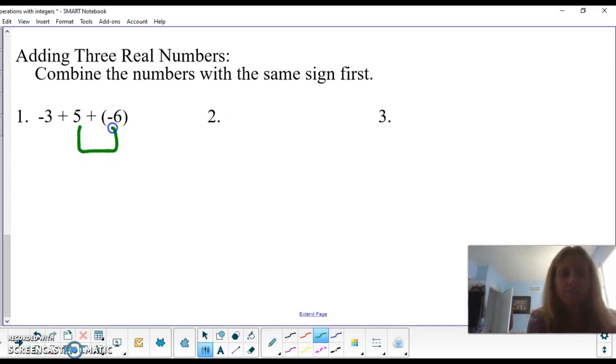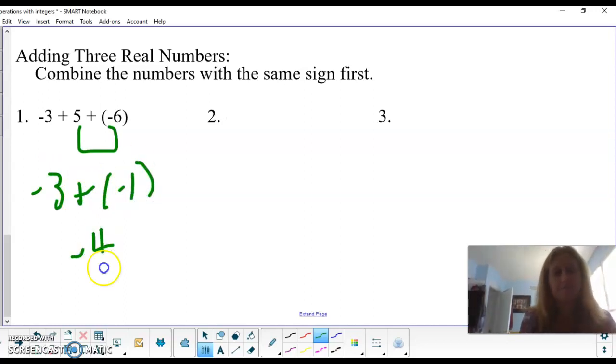What if I did these two first? So I get negative 3, different sign, subtract, and higher number's negative. Same sign, add and keep. Negative 4. You get the same answer. It doesn't matter which order. All right, so we only have to do one.